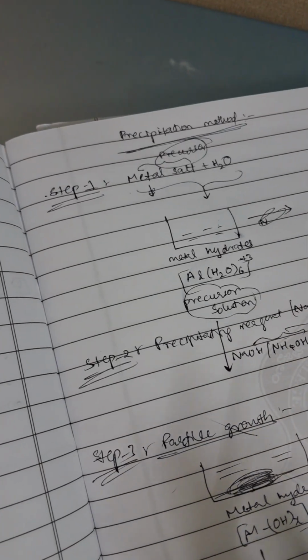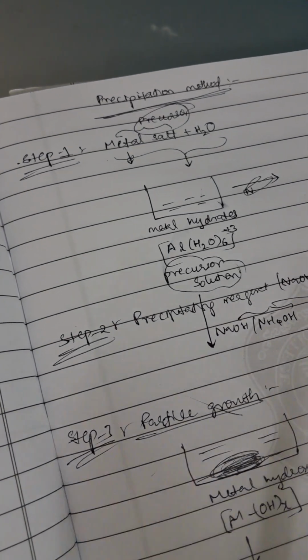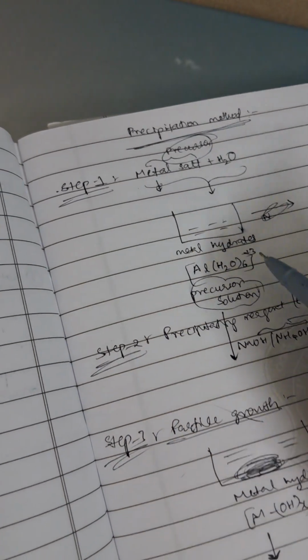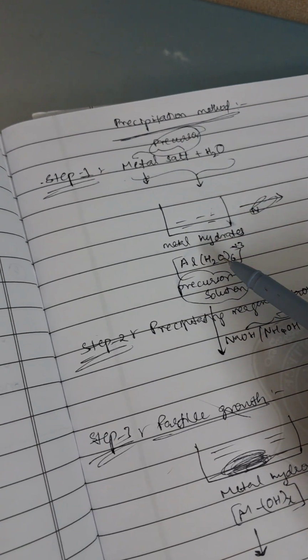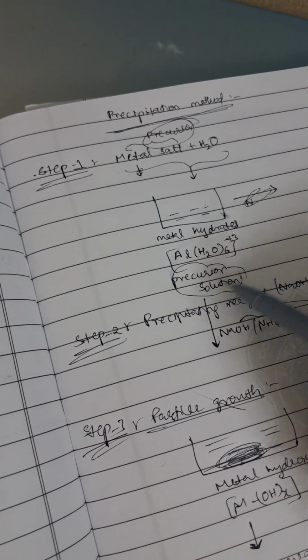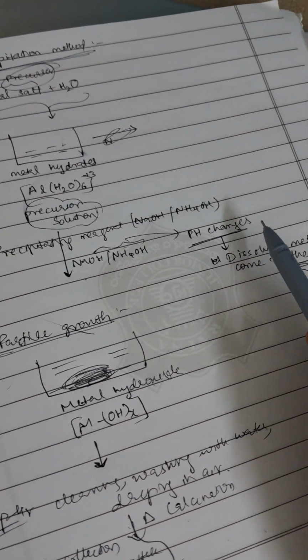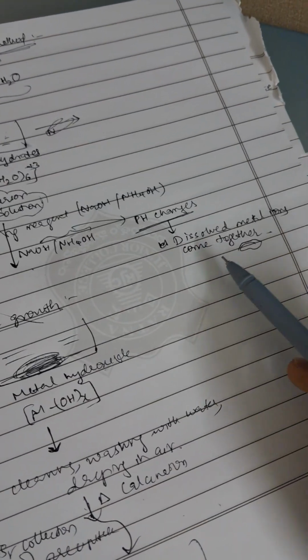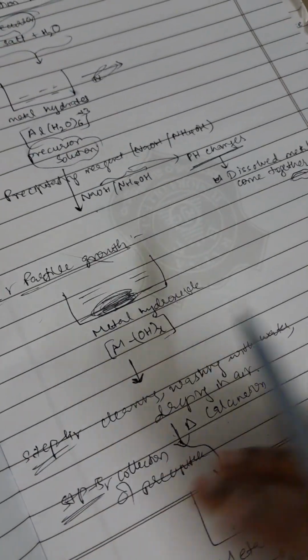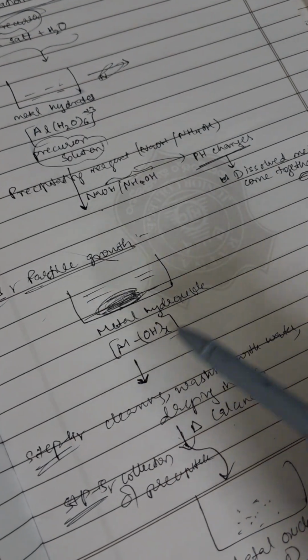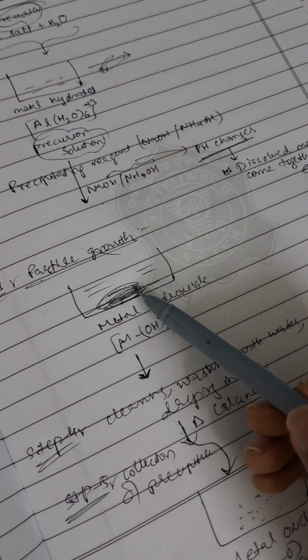So the first step is metal salt, which is the precursor: metal chlorides, metal nitrates, metal acetate dissolved in water, and the metal hydrates are formed, Al(H2O)6 3+. To this precursor solution we need to add NaOH or NH4OH so that the pH changes and the dissolved metal ions come together to form a solid. Then the precipitate forms and the particles grow to nano size.